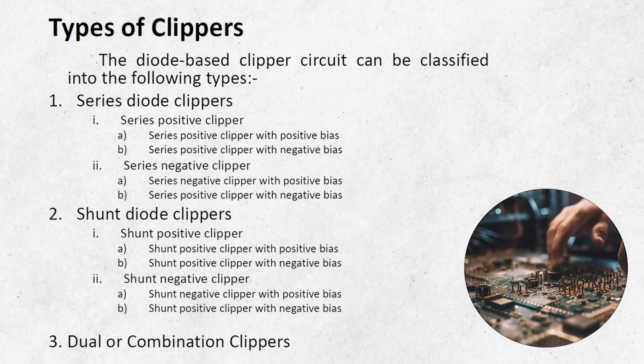Now, let us see the types of clipper circuits. The diode based clipper circuit can be classified into the following types. The clippers are of very different types for different applications. In a broad way, they are classified as series diode clippers, shunt diode clippers, and third is dual or combination clippers.